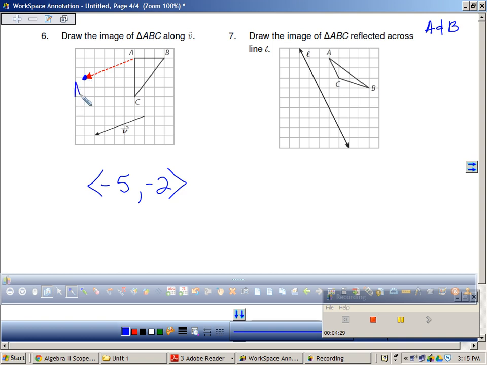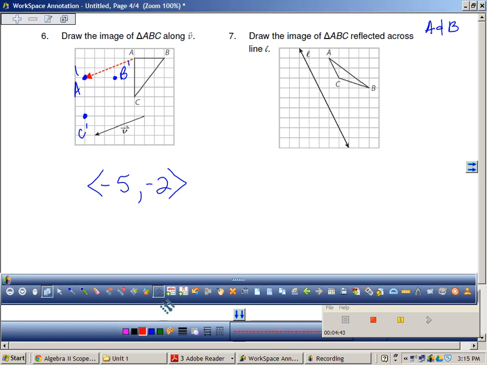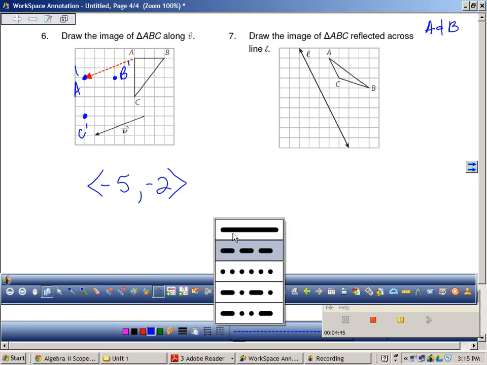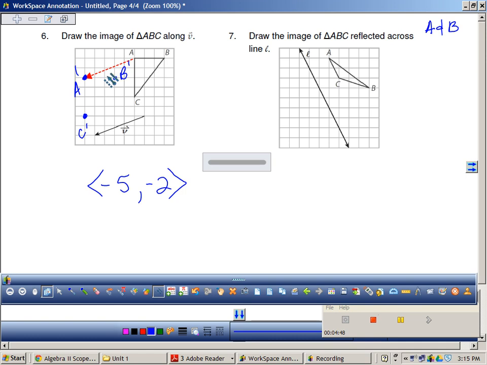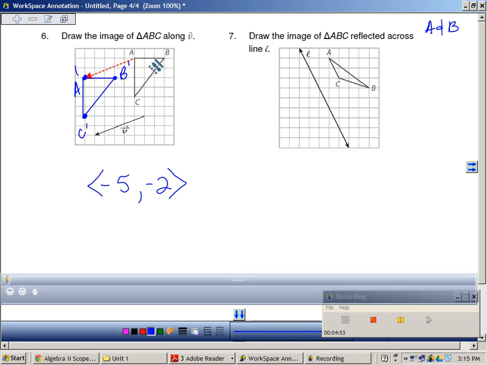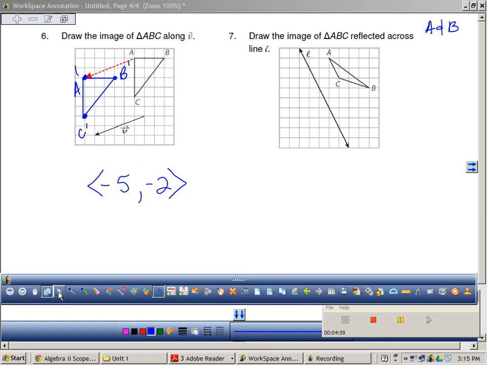So I'm going to go back 5 and down 2 for all of my vertices. 1, 2, 3, 4, 5, down 2. There's B prime. 1, 2, 3, 4, 5, down 2. There's C prime. Right? Better? Did you catch your mistake? Yeah. Does it look the same? Mapped over? Good, let's do this one, tying together on that. Good.